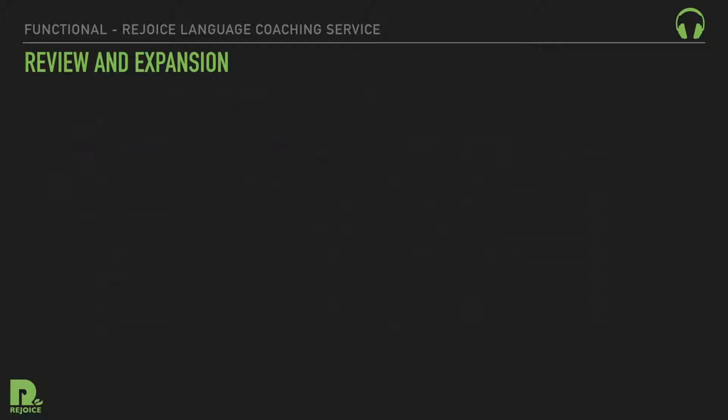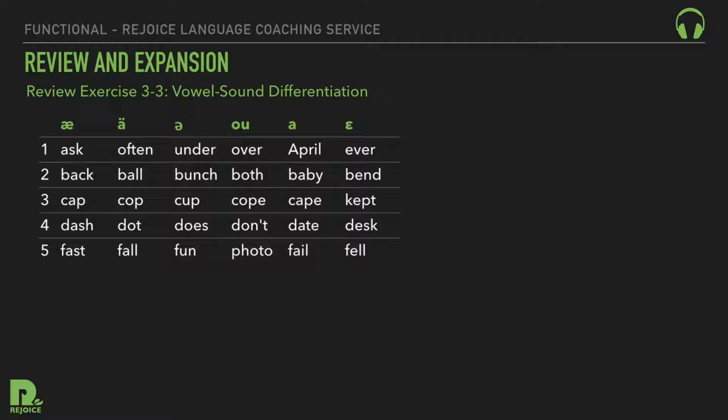Review exercise 3-3, vowel sound differentiation. 1. Ask, often, under, over, April, ever. 2. Back, ball, bunch, both, baby, bend. 3. Cap, cop, cup, cope, cape, kept.